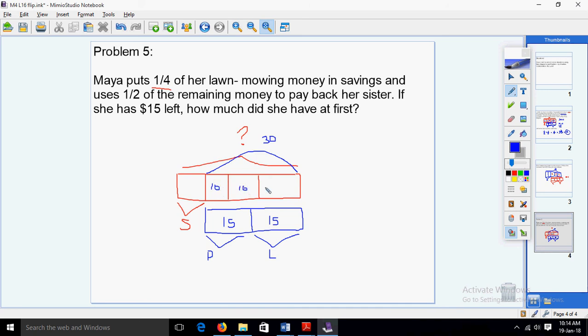Now, if all of these are 10, what makes the savings here 10? Because they're all the same. So now can I add all of them up to figure out what she had at the beginning? Yeah, 10, 10, 10, and 10 is 40. And there's our answer, $40. All right, so we just went a little bit backwards with this.